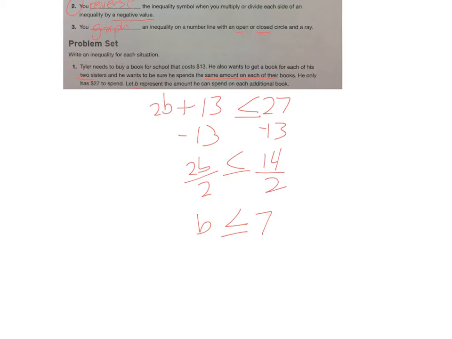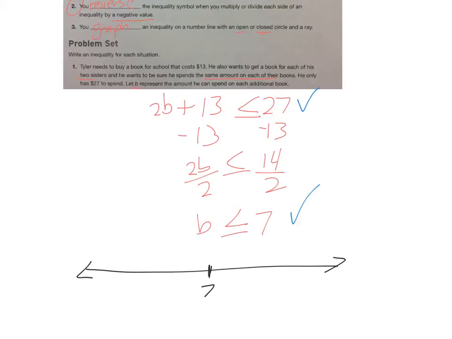Finally comes the third step. We have written, check. We have solved, check. Now we're going to graph the inequality. To graph the inequality, you will use a number line. On the number line, you're going to plot the point that b is less than or equal to. B is going to be less than or equal to 7. So we put a 7 there.